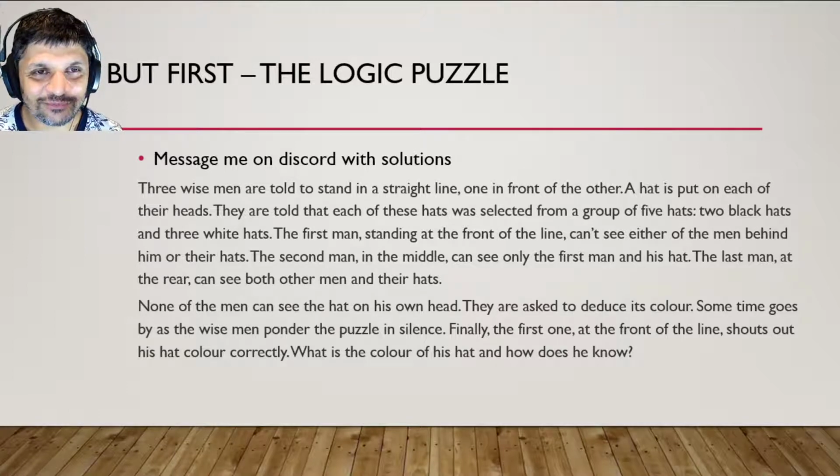Now, the men sit and think about this, and after a while, the guy in the front, the guy who can see nothing, guesses his own hat color. He guesses it correctly. So it's not actually a guess, right? He figures out his own hat color. So the question I want to ask you is, what is his hat color, and how does he know?